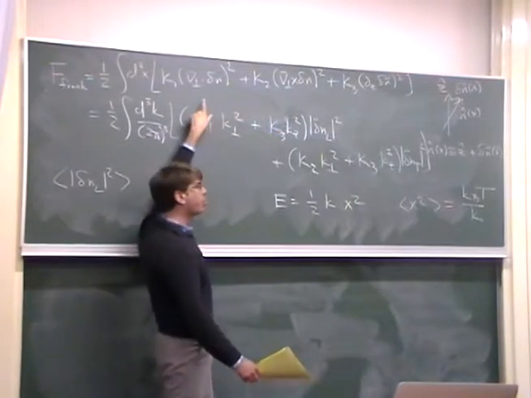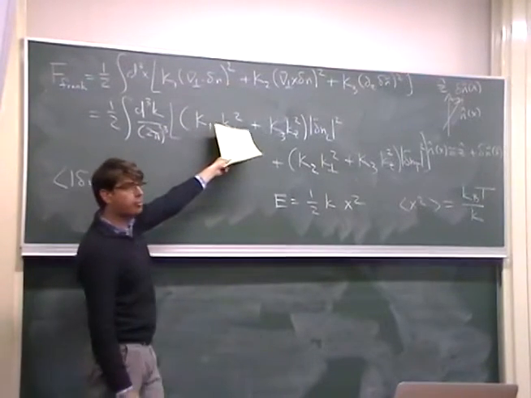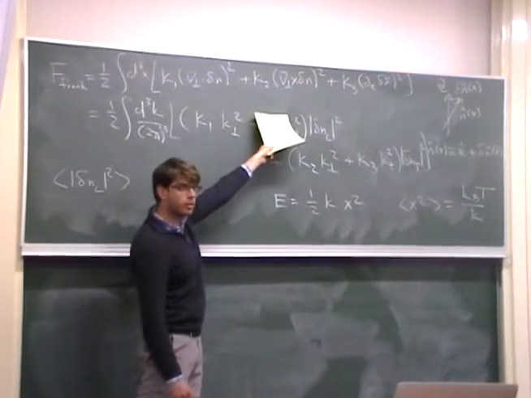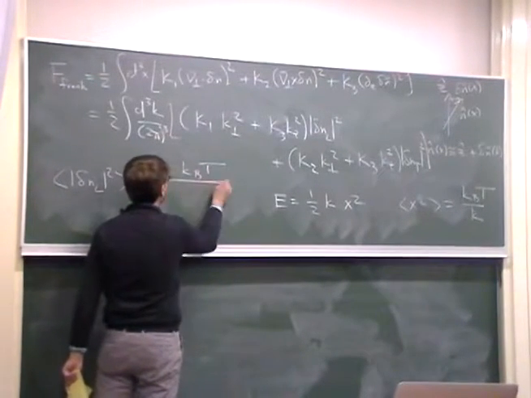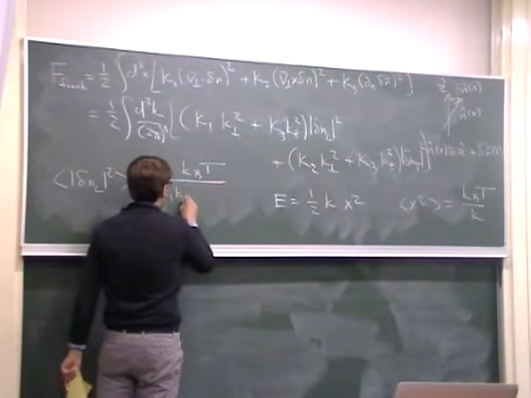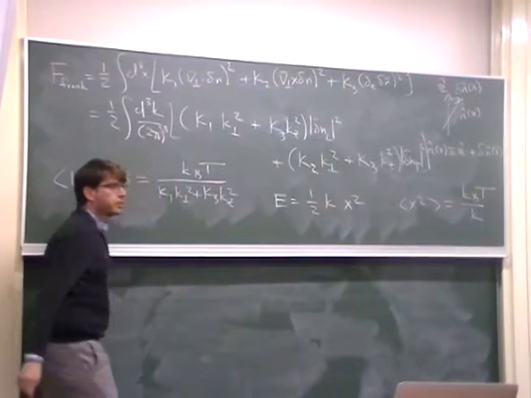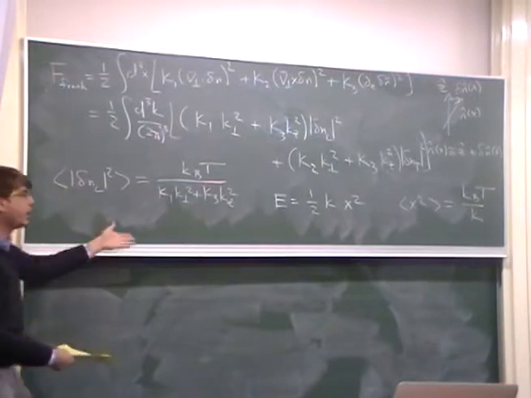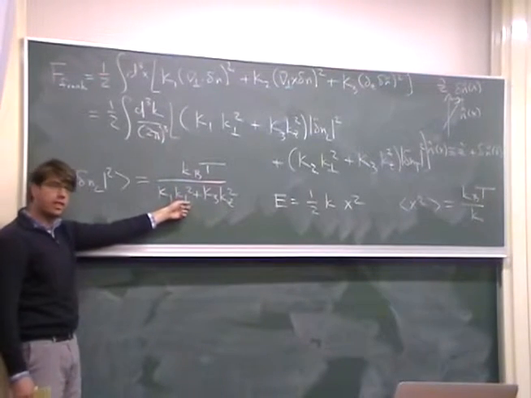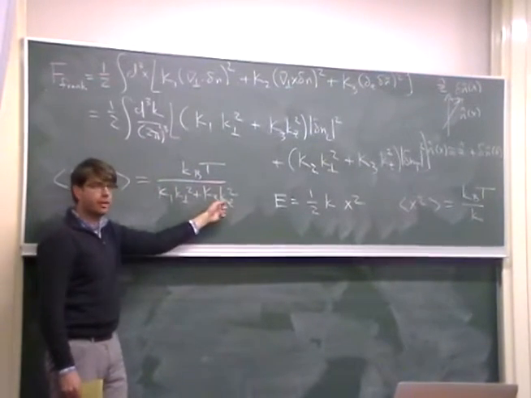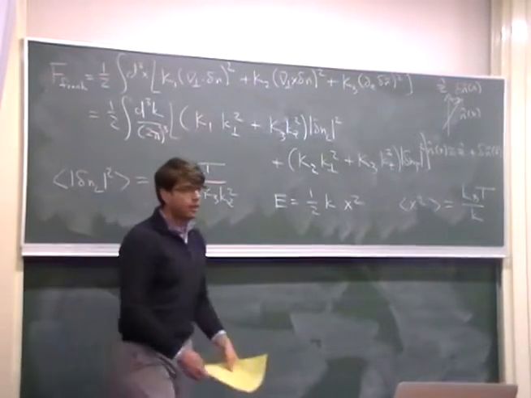Okay, so every Fourier mode has a spring constant. In this case, K1 times k perp squared plus K3 times kz squared. Okay. So this is really nothing other than kT divided by K1 k perp squared plus K3 kz squared. Okay? So again, if I had a way of observing the fluctuations at different wave vectors in the plane and out of the plane, in principle I could try to match what these coefficients are. That would be useful.